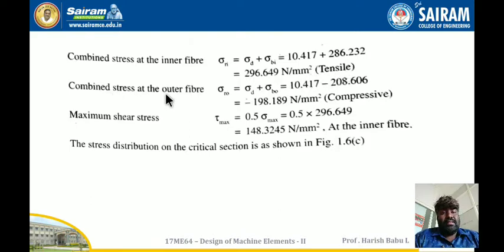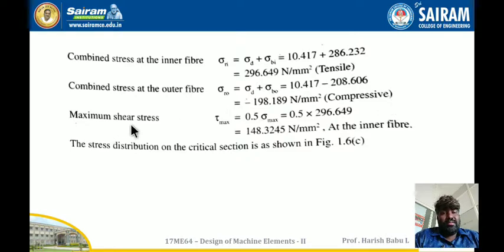The combined stress at the outer fiber will be sigma R0 is equal to sigma D plus sigma B0. That is 10.417 minus 208.606. I'm going to get minus 198.189 Newton per mm square. The negative sign indicates it is a compressive stress.